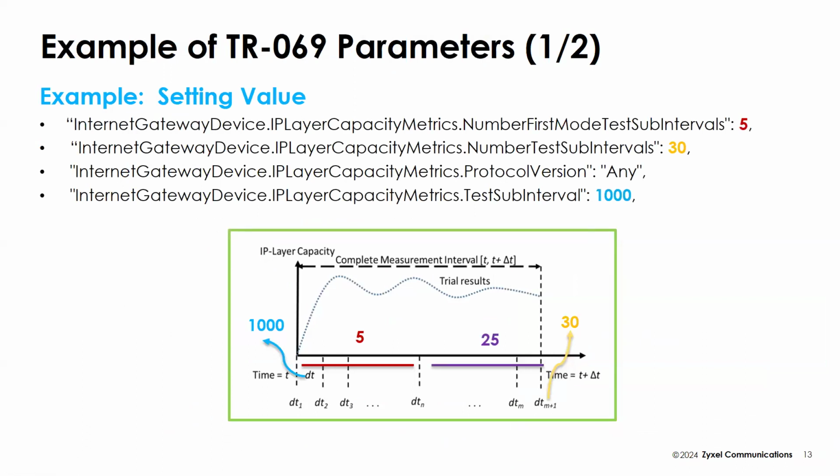Okay, and here are examples of the TR471 parameters that we can set. For example, if we want to set the first mode test subject interval, we can use this parameter to do that. And if we want to set other settings, like the test subject interval, we can use this one to do that.